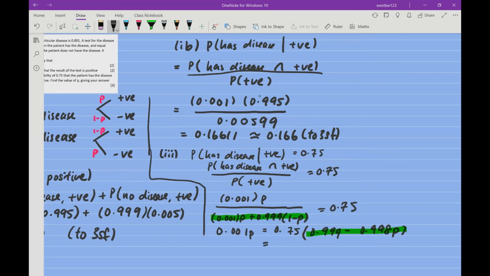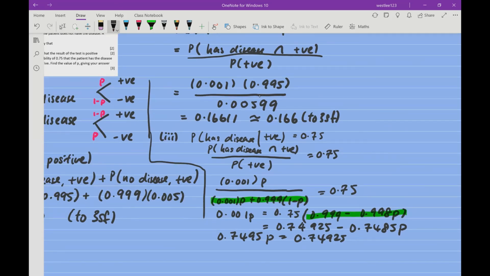So this is equals to 0.74925 minus 0.7485p. So simplifying, bring all the p's to one side. And then you can solve for p. But remember, give your answer to 6 dp as requested by the question.